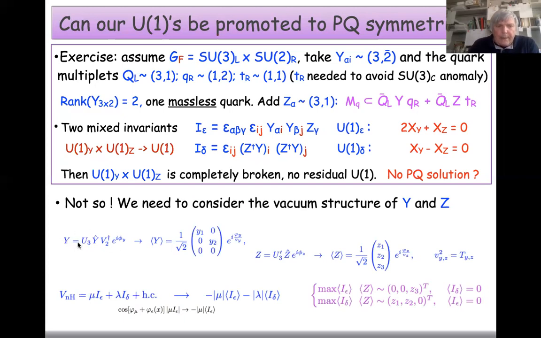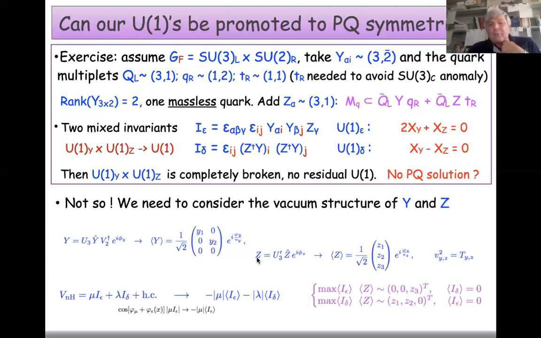So here I write the singular value decomposition. I can perform gauge rotations, so gauge away U3, gauge away V2, and I end up with a vev structure which is of the following form. This is the analogous nonlinear representation for the complex scalar field.